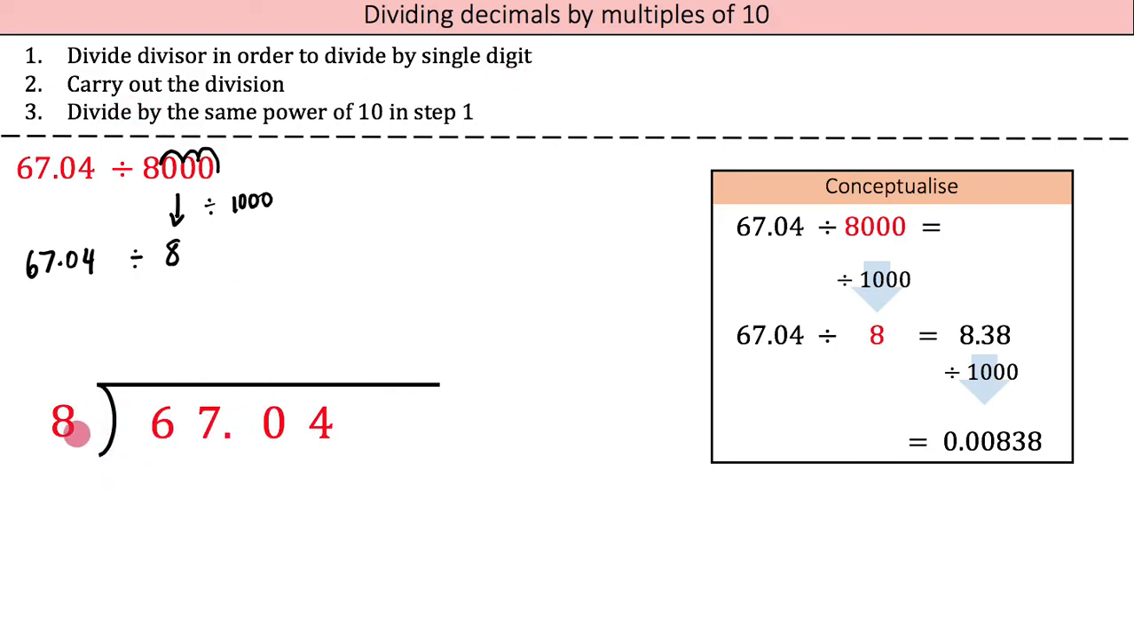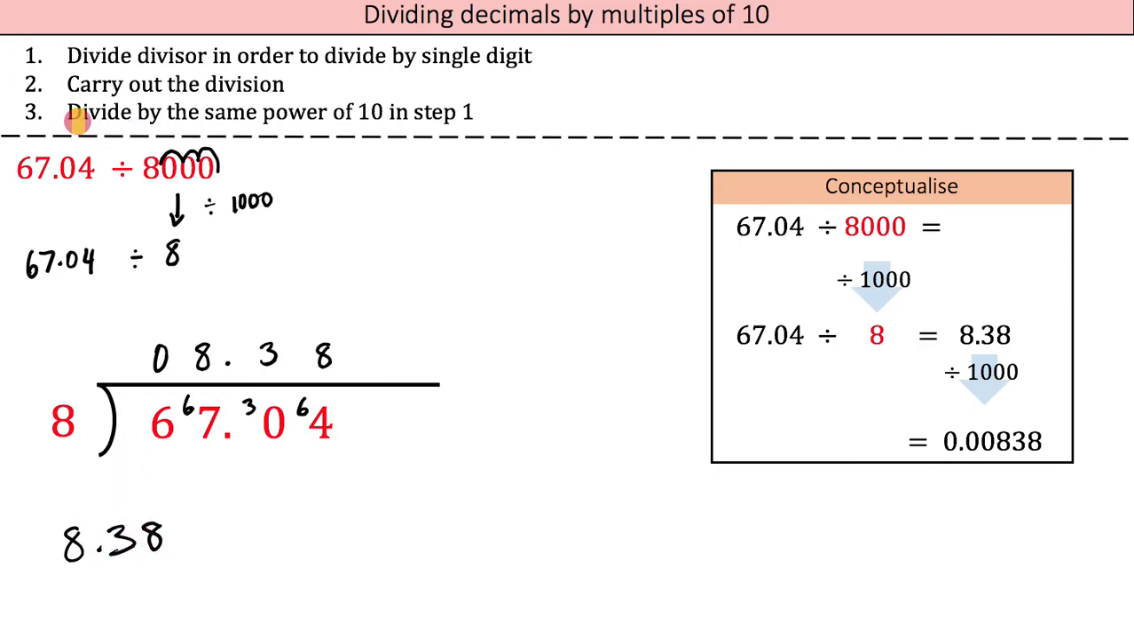Let's do this division. How many times does 8 go into 6? It doesn't, so I put 0 up there and I carry my 6 across. How many times does 8 go into 67? 8 goes into 67 8 times because 8 8s are 64. And that means I'm going to have 3 left over. How many times does 8 go into 30? That's going to go in 3 times because 8 3s are 24. And that means I'm going to have 6 left over. How many times does 8 go into 64? 8 goes into 64 8 times because 8 8s are 64. And I carry my decimal place straight up. So that means what I've gotten here is 8.38. But this isn't my answer yet.